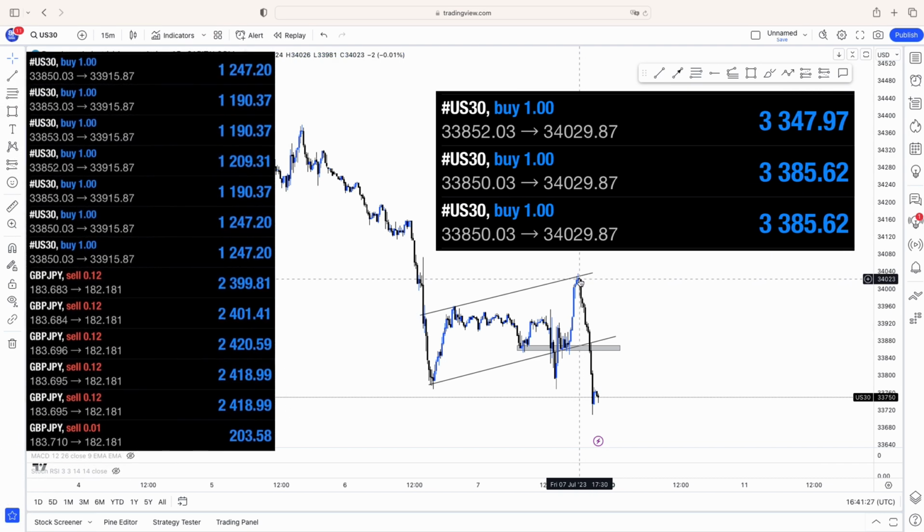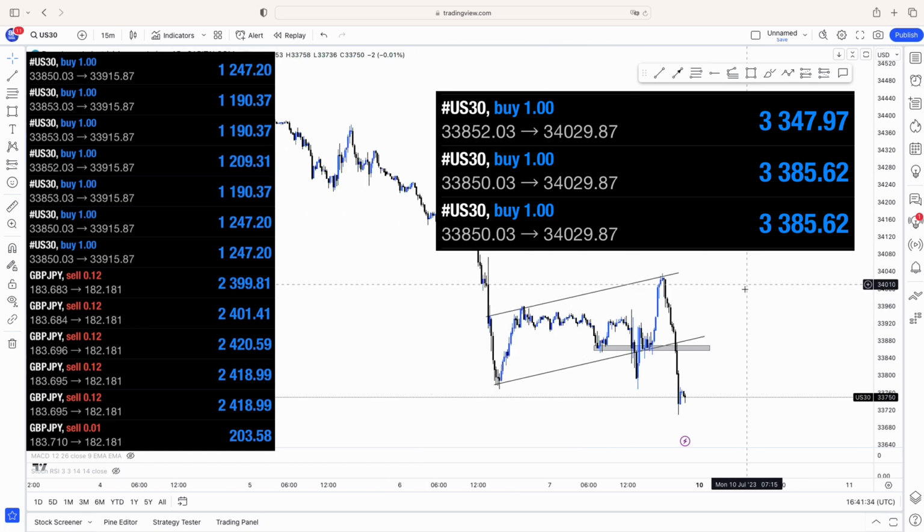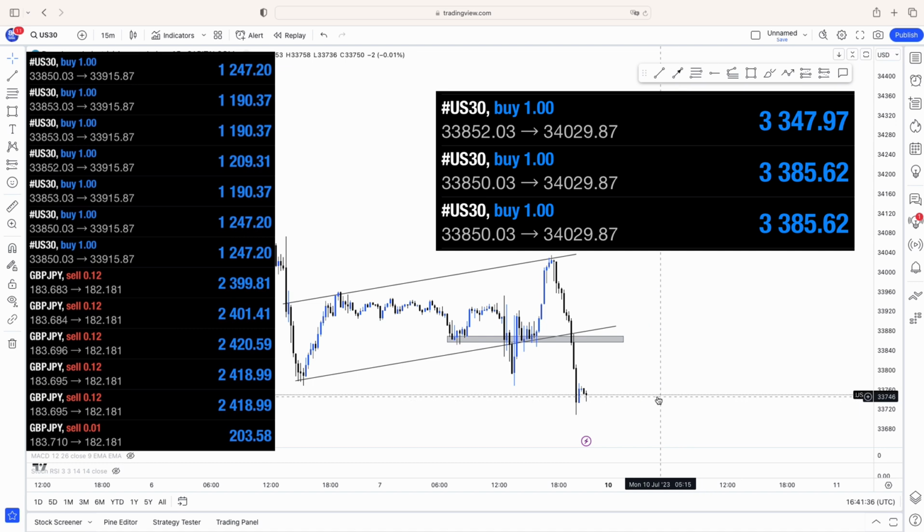Then after that, obviously you can see a rejection there, indicating a sell. I went in a sell. So it's been a good week. So let's see what can possibly happen here.